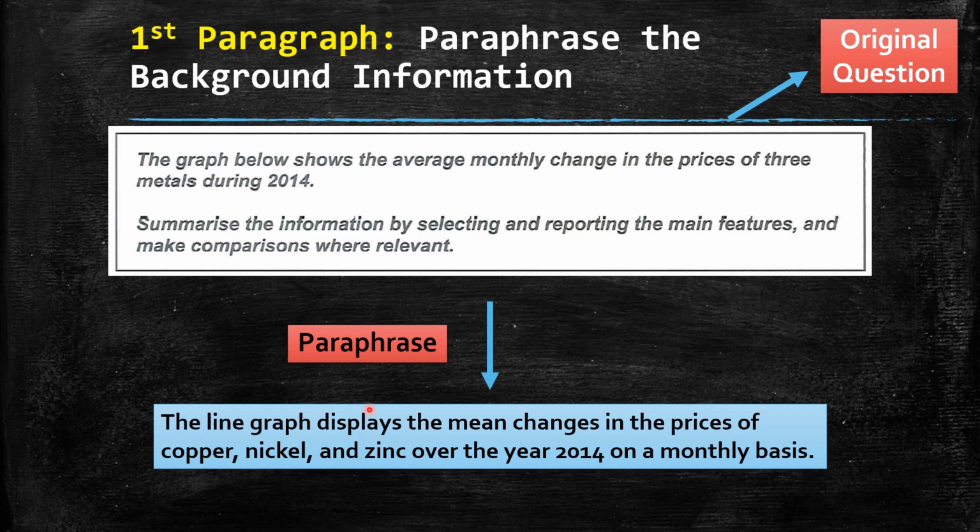But did you notice that I did not write the word monthly yet? Yes, because I kept this part to the end. I took it to the end because it's difficult to paraphrase the word monthly, especially in this sentence structure. So that's why I kept it to the end. In the mean changes in the prices of copper, nickel and zinc over the year 2014. So it said here during 2014 and I wrote over the year 2014 on a monthly basis. Let's go to the next step.